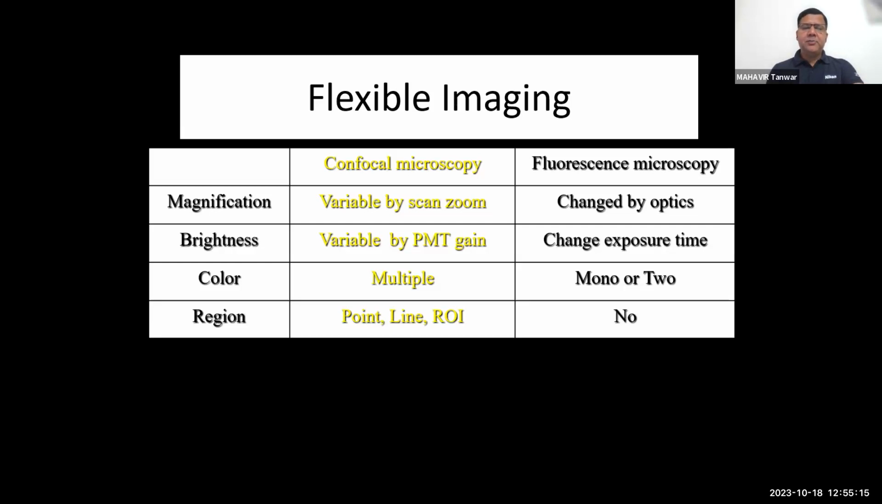Region, as I said, you can perform imaging just on a point, just on a line, and just on an ROI. Those kinds of controls are not there in a fluorescence microscope. So you cannot perform imaging on just a region of interest. If you want to do some line profiling, imaging just on a particular line, that's not possible in fluorescence. In confocal, such things are possible.